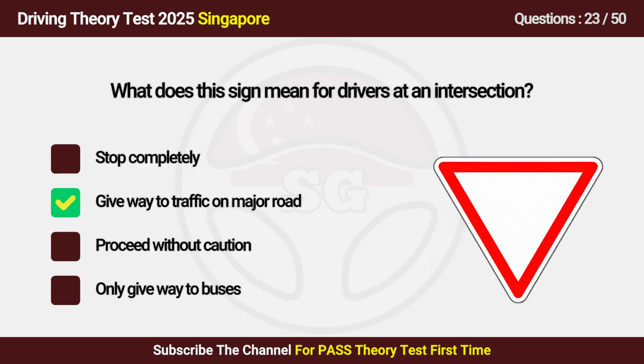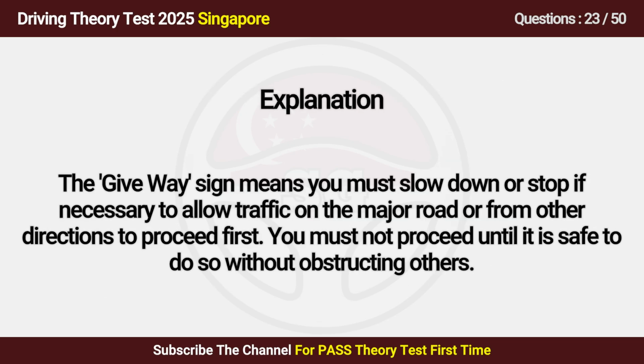Answer is B. Give way to traffic on major road. The give way sign means you must slow down or stop if necessary to allow traffic on the major road or from other directions to proceed first. You must not proceed until it is safe to do so without obstructing others.